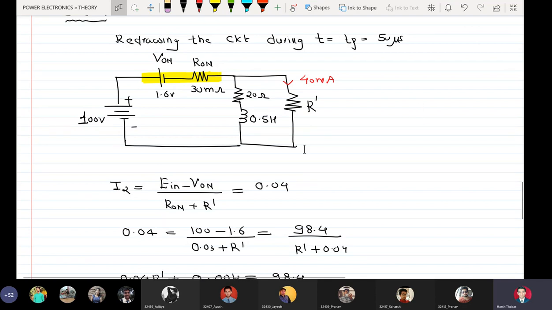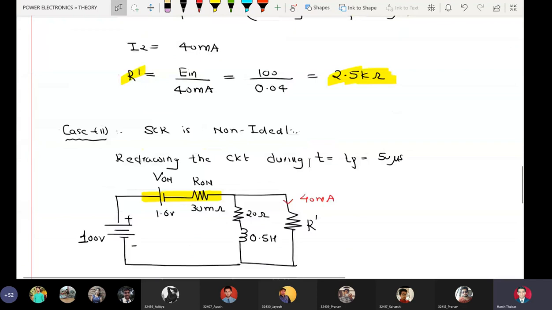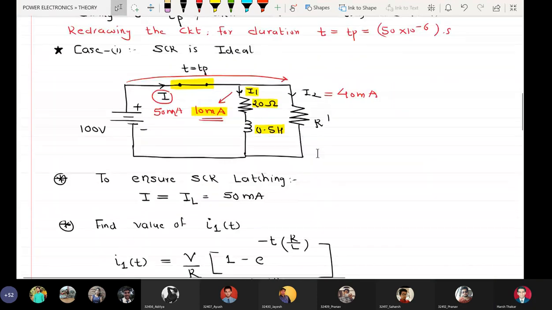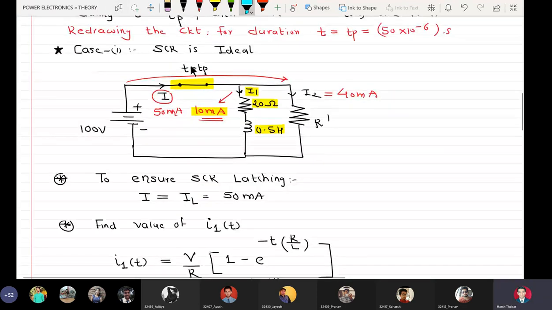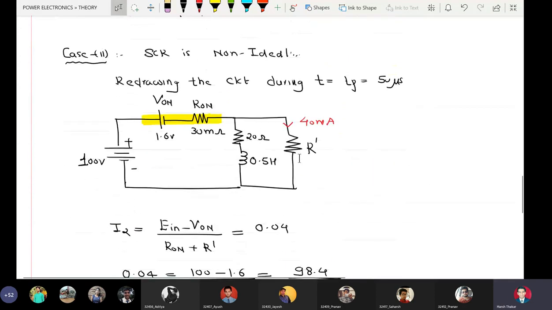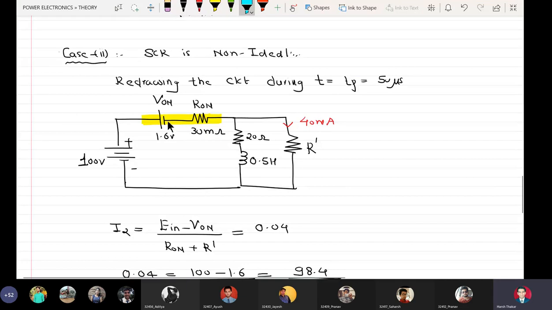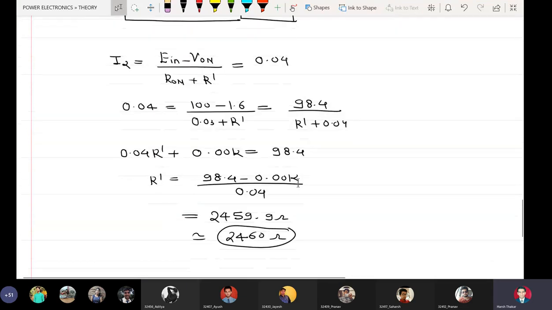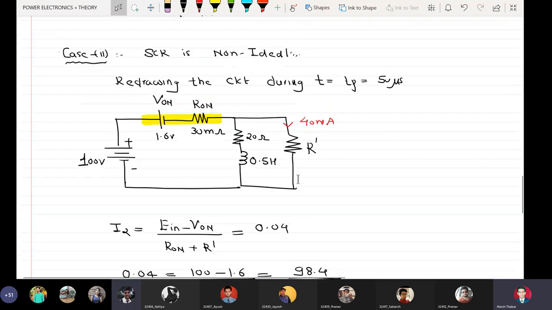It's a first year network theorems concept, that here the 100 volt battery is being directly applied across the resistance R dash, and here it is getting applied through a series combination of a voltage source and R on. So these calculations are very clear and we get the value of R dash as 2460. 40 milliampere? Pardon?